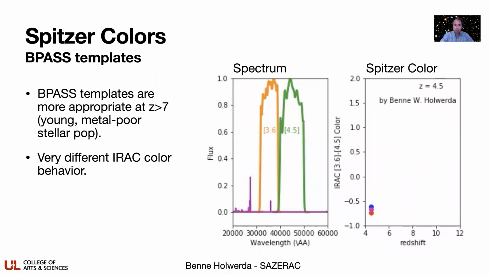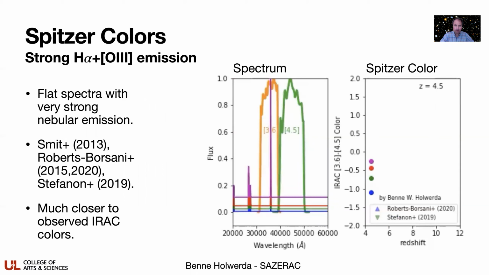You can use, for example, BPASS templates. These are more appropriate for high redshift because they're young, metal poor. And then if you run those through the 2 IRAC filters, then you see a completely different behavior, but much more similar. And you see this window between redshift 7 and 9, where there's a big peak in as H alpha moves through it. So what happens if I just dial H alpha all the way up to high?